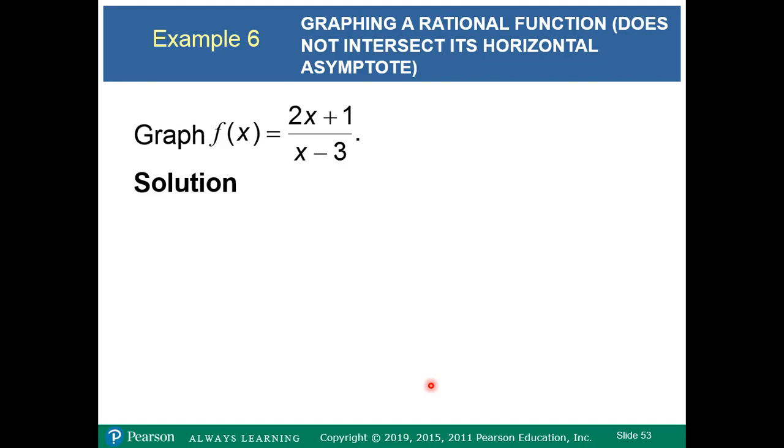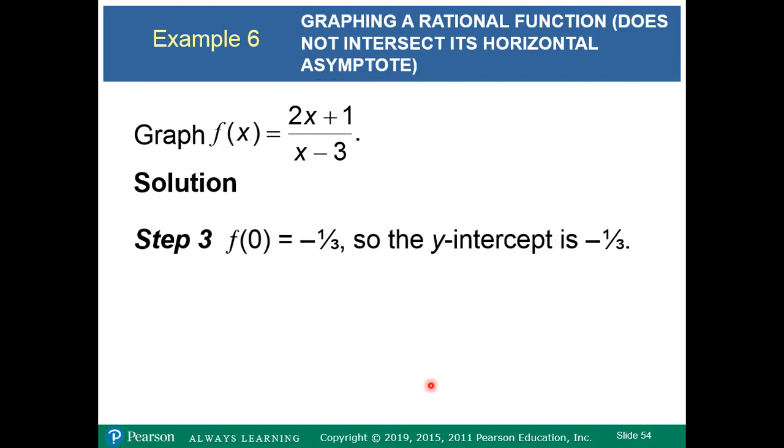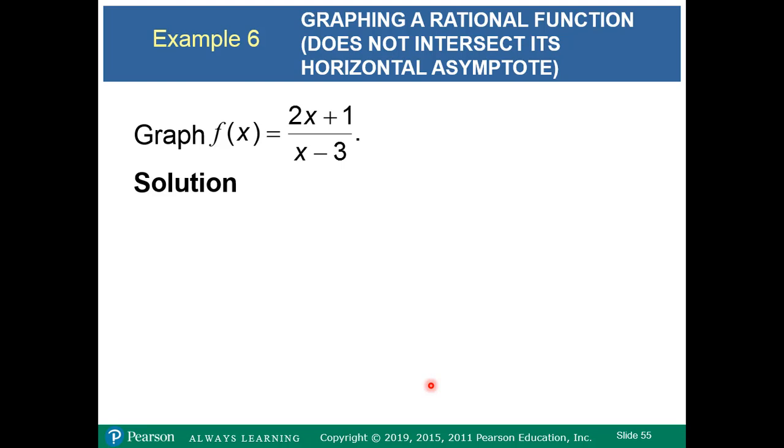Okay, so let's see here. We've got degrees are the same, right? And steps 1 and 2 are determined by example 4b. The equation of the vertical asymptote is x equals 3, and the horizontal asymptote is at y equals 2. And f of 0 is -1/3 again. So the y-intercept is at -1/3.